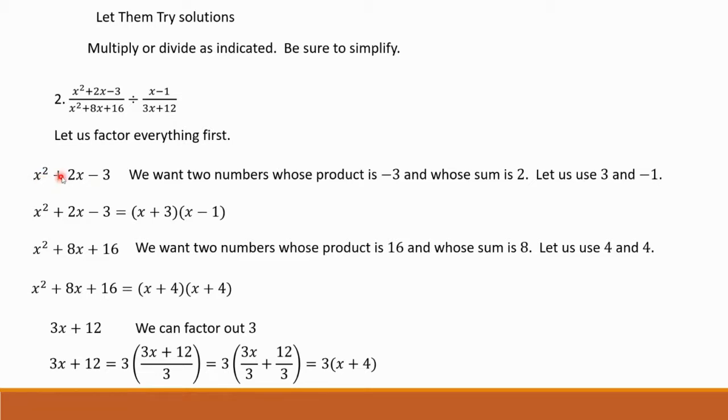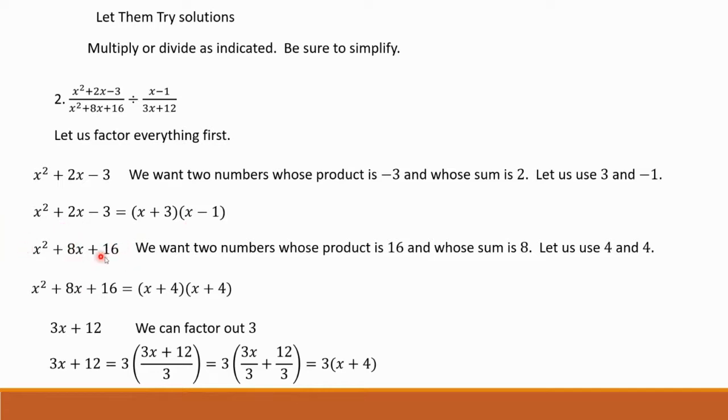So we get x squared plus 2x minus 3. To factor it, we need two numbers whose product is minus 3 and whose sum is 2. What numbers do that? Well, how about 3 and negative 1? So we use those, and you can easily check that that works.